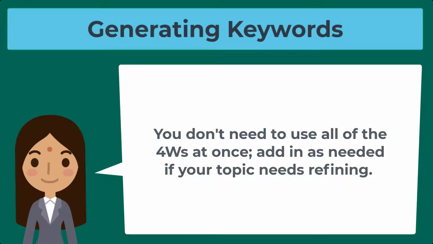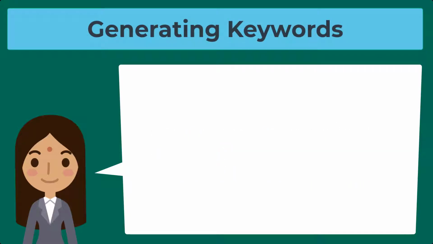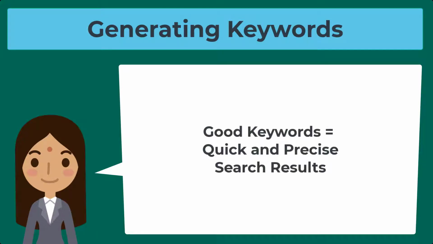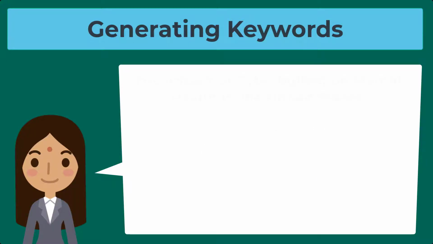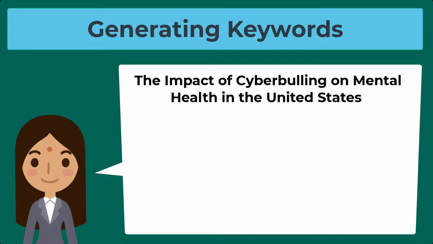But we're not done yet. We need to lay the foundation for our search by generating keywords. Good keywords are the secret to quick and efficient searches. So here's what you need to do. Start with your topic or research question. So, the impact of cyberbullying on mental health in the United States.